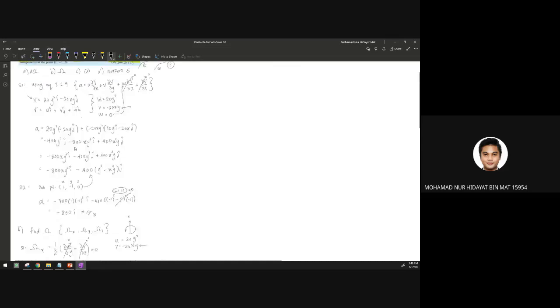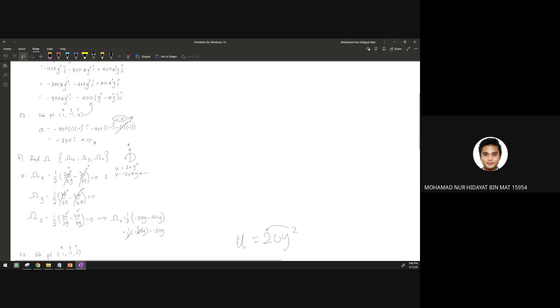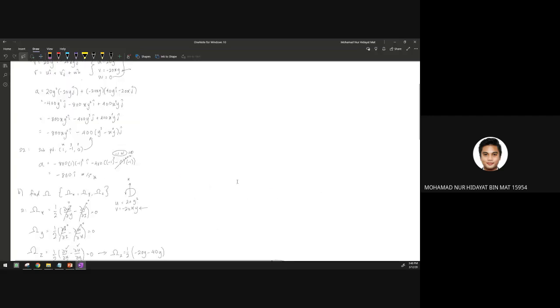So far, do you guys understand? Nurul Jannah, Rio, Christopher, Amirul, Afiq, any one of you? Are you clear how to solve this question to get the epsilon, the angular velocity, vorticity, and so on? All right, thank you very much.